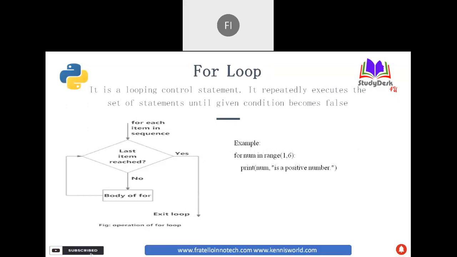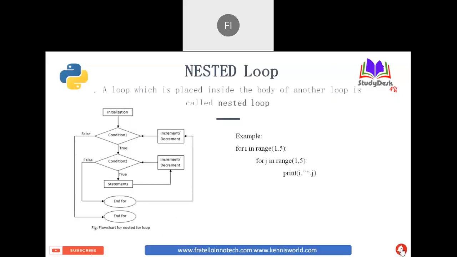For example, "for each item in the sequence": if you mention, for each item in 1 to 10, that means it will start with 1 and it will end with 10. So it's not condition checking, but it clearly asks whether the last item is reached, yes or no. If the last item is not reached, then repeat the code. If the last item is reached, that means you have come across the last value, then it will stop the loop. So likewise for loop and while loop will be executed. We'll see some examples so you can understand.